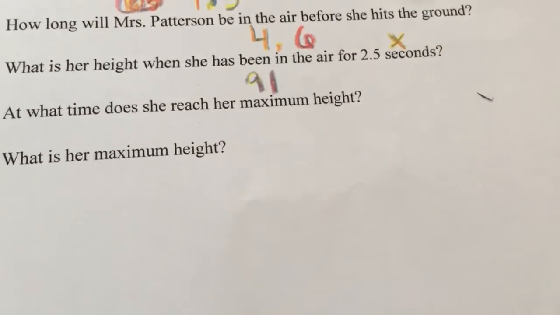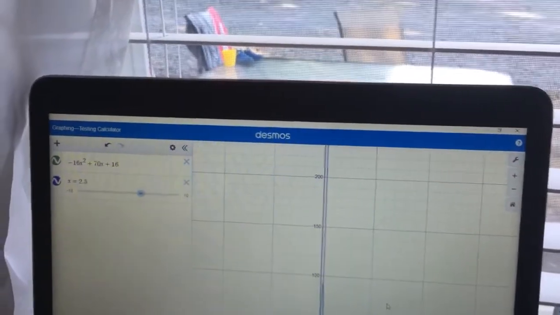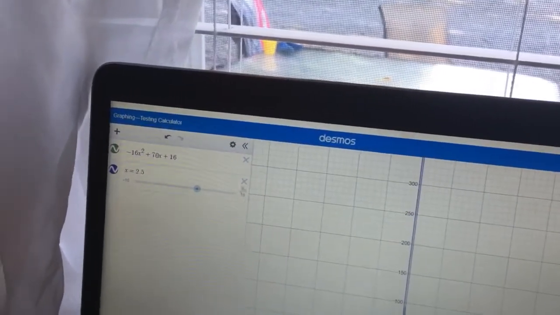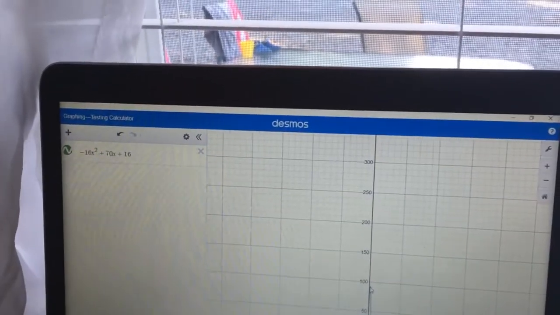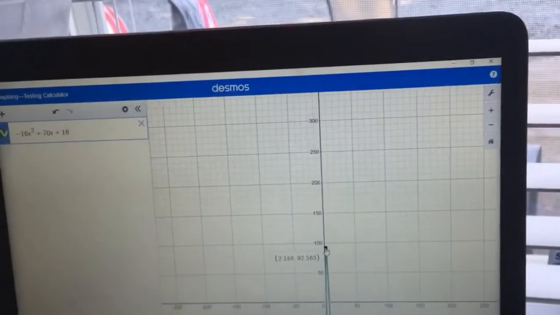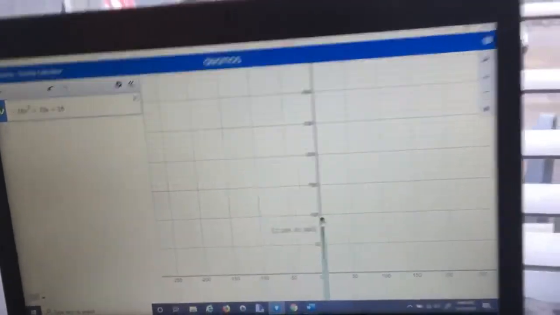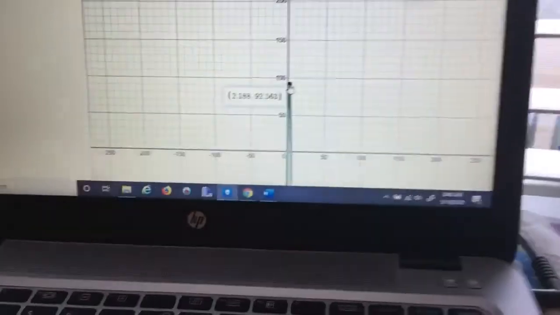And at what time does she reach her maximum height? Maximum means the highest. So I'm going to bring this down. Delete this one. Alright, so the highest point, this one said at what time, so we're looking for an x. So the x value is 2.188. And then what is her maximum height? So the height is the y, so her height is 92.563. And you can round.